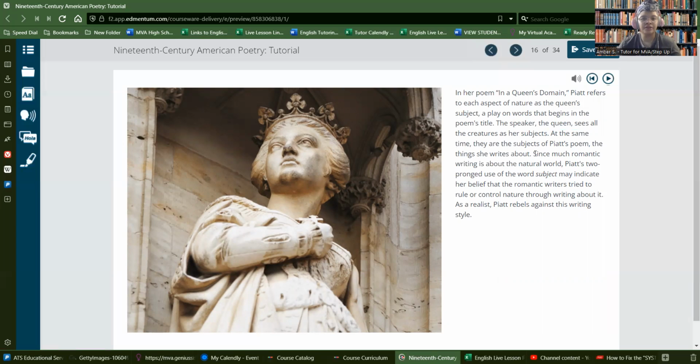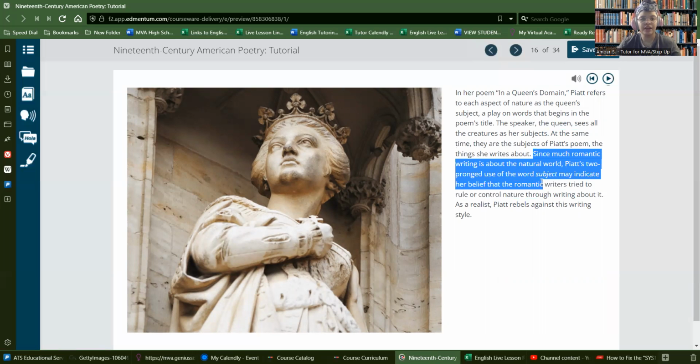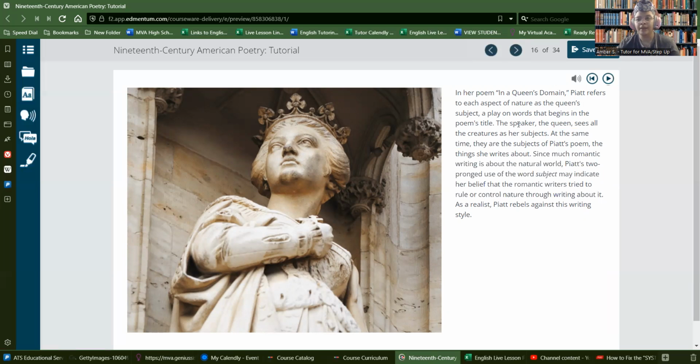And then it says here, since much romantic writing is about the natural world, Piat's two-pronged use of the word subject may indicate her belief that romantic writers try to rule or control nature through writing about it. And that goes into her message about being realistic about portraying nature. You have to give people very real portrayals of what it is they're going to see when they're out there, not just to make things look pretty.